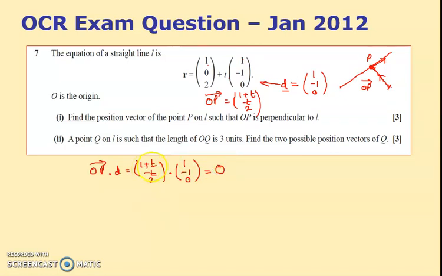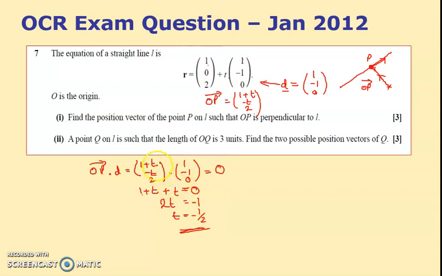So let's do it. That's 1 plus t when I times them, plus t when I times them, plus nothing, equals 0 then. So I think 2t plus the 1, so I'm going to move the 1 over the other side, is minus 1. t is minus a half. That's what I think the answer is.